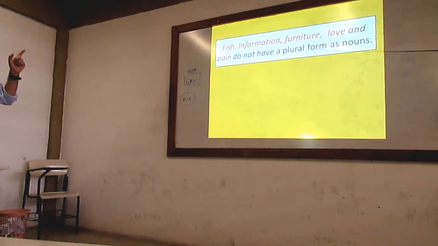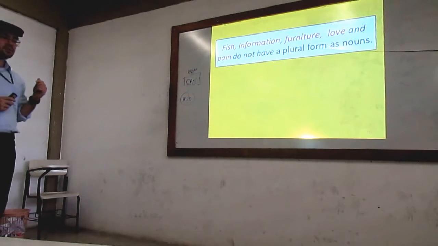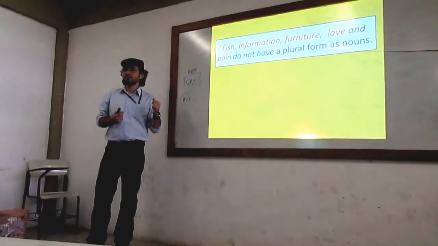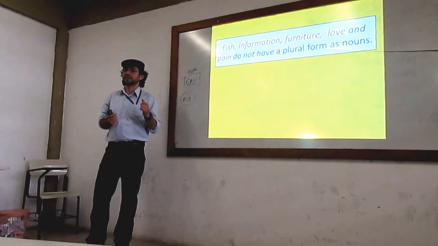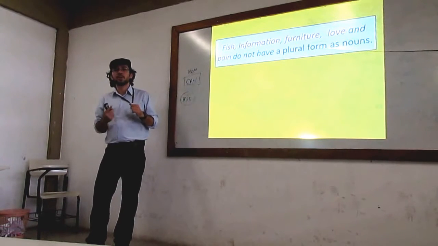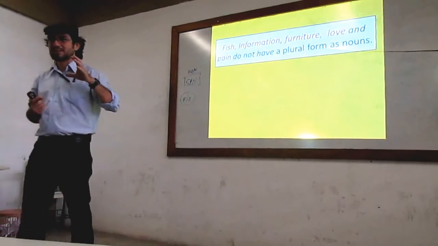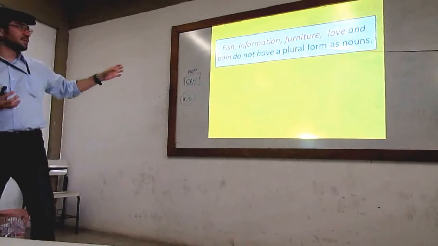We have some examples like fish, information, furniture, love, and pain. They do not have a plural form as nouns. So you don't say, I went to the supermarket and I bought 3 fishes. No, it's incorrect. 3 fish. Fish doesn't receive any plural mark. Okay, like furniture, like information, like love and pain. Strange, but there are some exceptions.